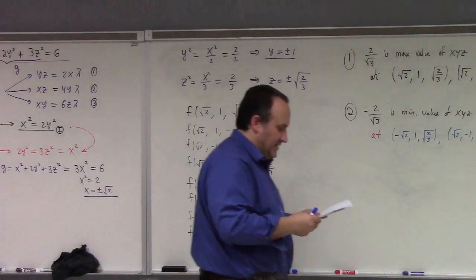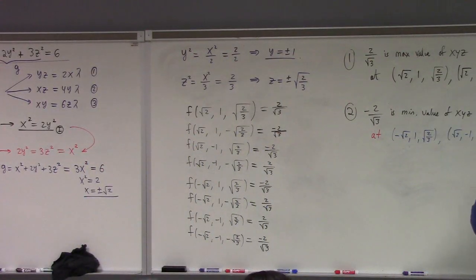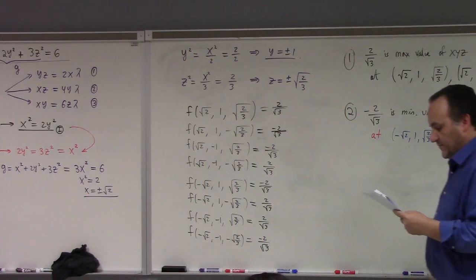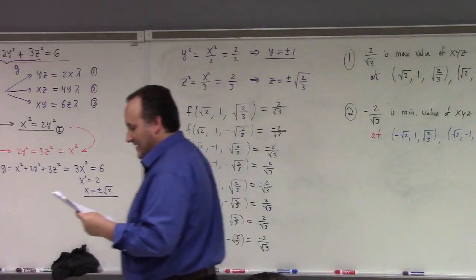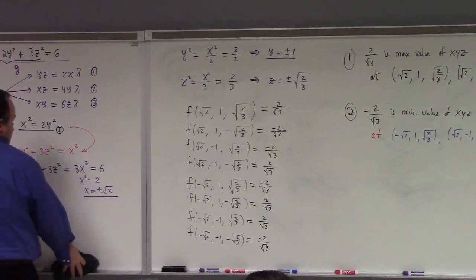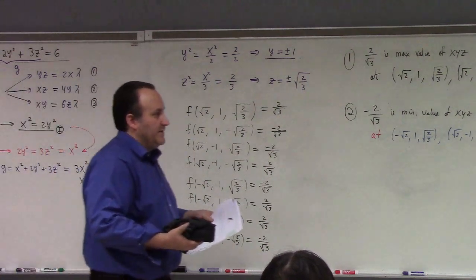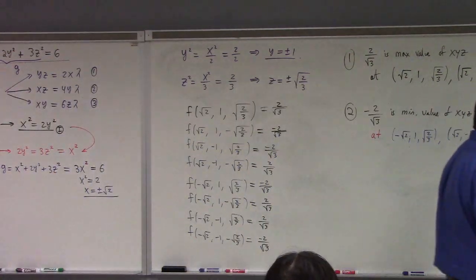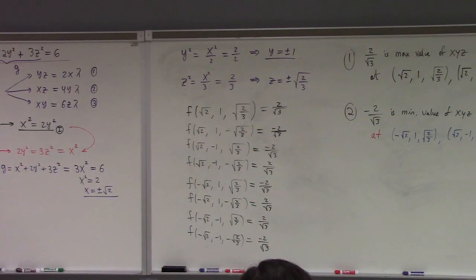A rectangular box without a lid is made from 12 square feet of cardboard. Find the maximum volume of such a box. I'll repeat. A rectangular box without a lid is made from 12 square feet of cardboard. Find the maximum volume of such a box.